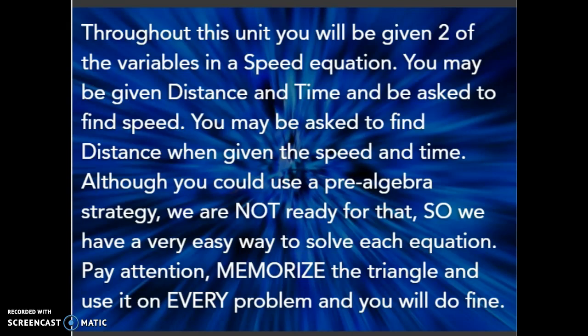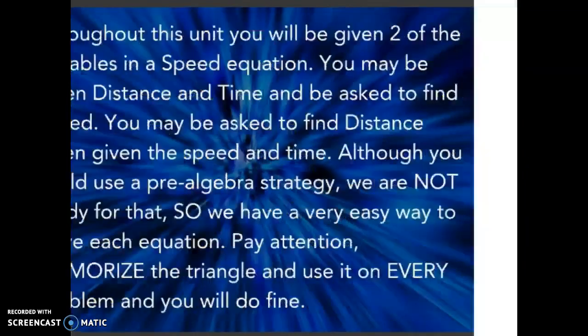So again, in our questions, you'll be given two variables in speed. You might get speed and distance, and you have to find time. You might have speed and time. It just depends on which factors they give you. But I'm going to show you how to do that because we're not going to do the pre-algebra thing. We are not ready for that. You do need to memorize this DST triangle.